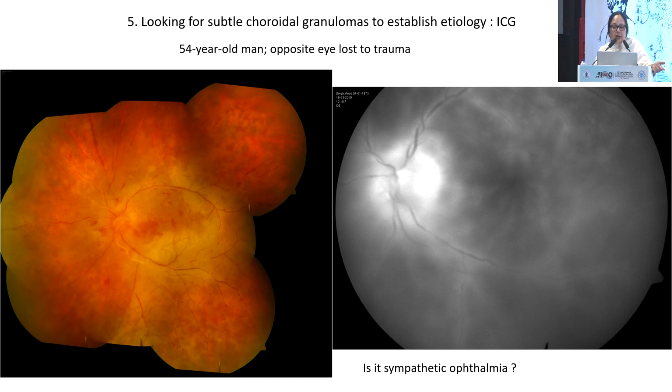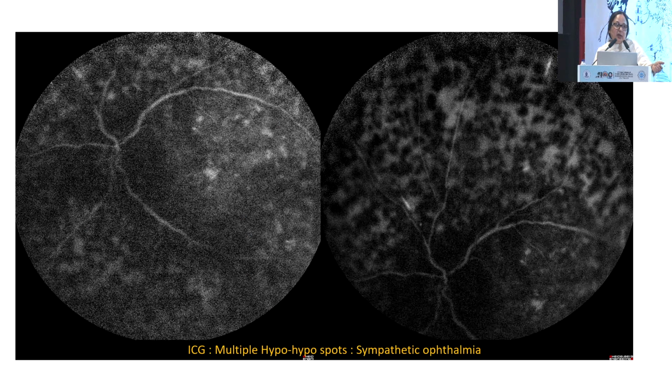Now, looking for the choroidal granuloma, for example, this is the patient. It was actually a case of sympathetic ophthalmia where we truly struggled a lot to make the diagnosis. He kept on developing vascular occlusions. There was diffuse leak on fluorescein till the time you see ICG.